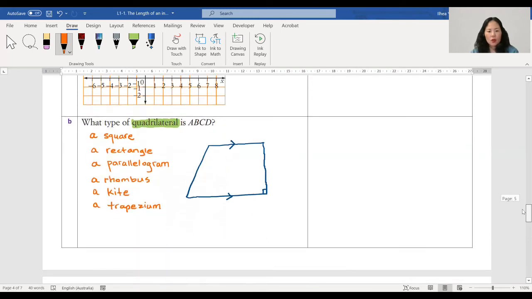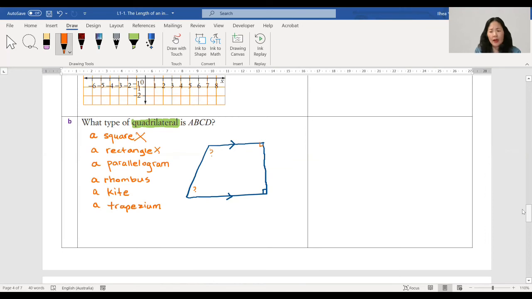Part B. What type of quadrilateral is ABCD? So let's have a look. There are 6 quadrilaterals we've done so far. We know a square, we know rectangle, we know parallelogram, we know rhombus, we know kite, we know trapezium. I don't see this is a square because a square has to have all sides equal. And a rectangle has to have a right angle on each corner, just like a square. But there's 2 right angles, but these ones are not right angles, isn't it? We don't know what angle that is, so no.